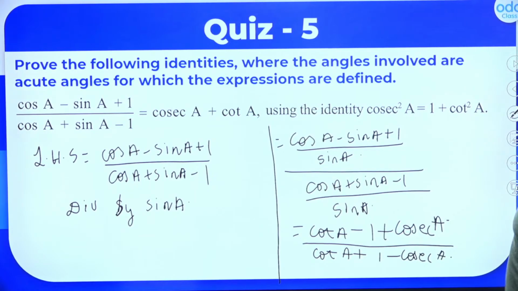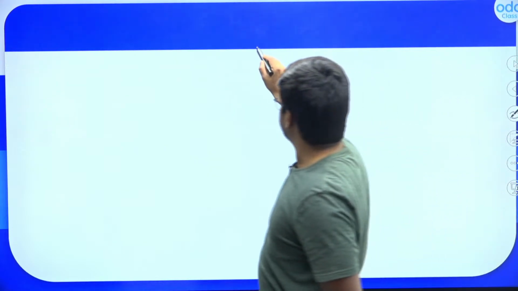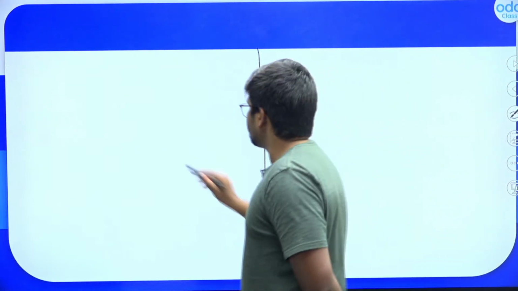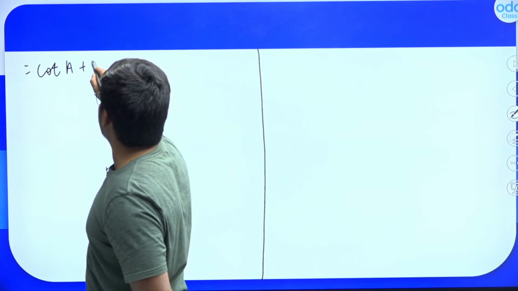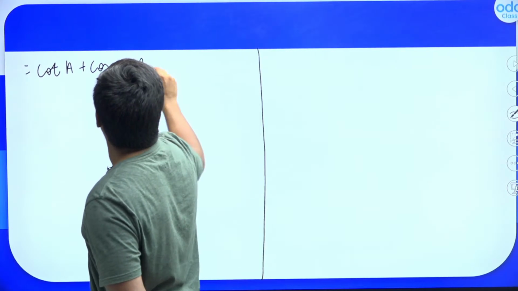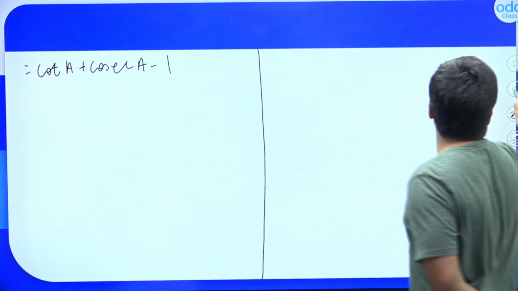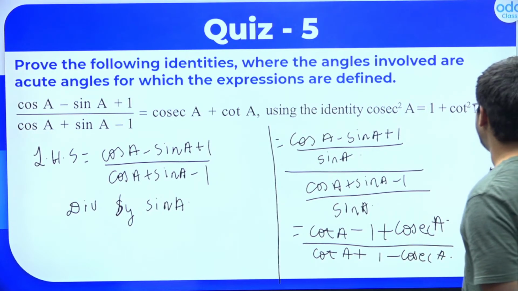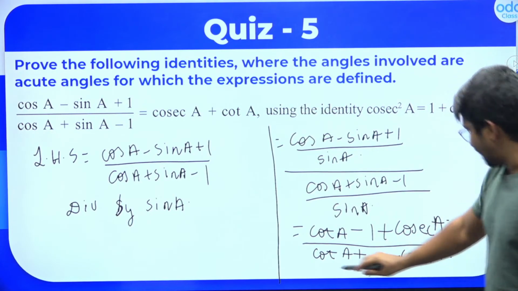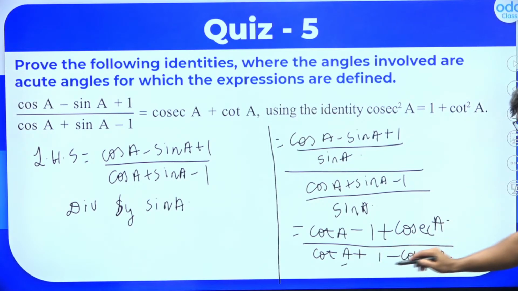So what is present here is cot A plus cosec A minus 1. This is what you have here, right? Cot A plus cosec A minus 1 divided by cot A minus cosec A plus 1. Because I am just changing the order. This cot A minus cosec A plus 1, you can write it in the denominator.